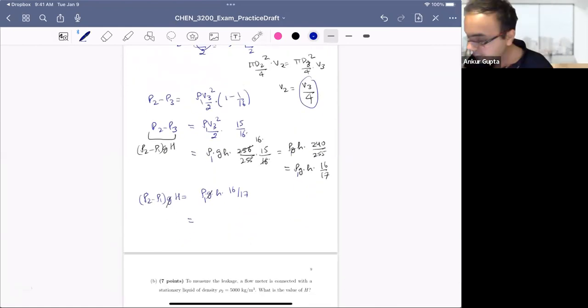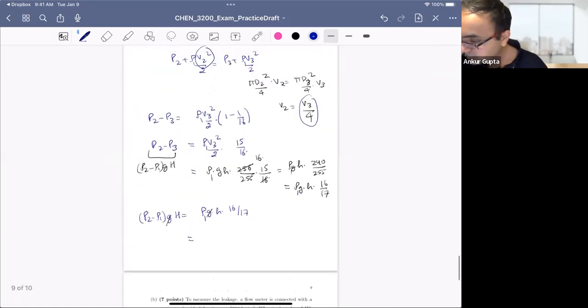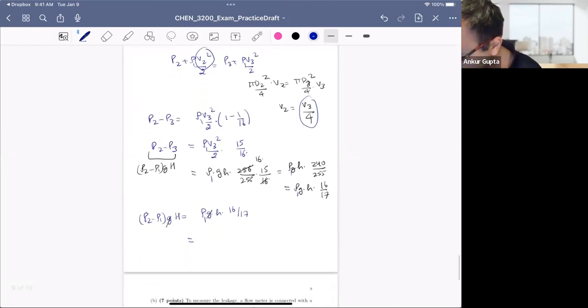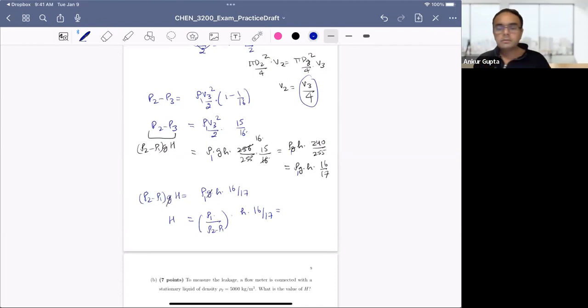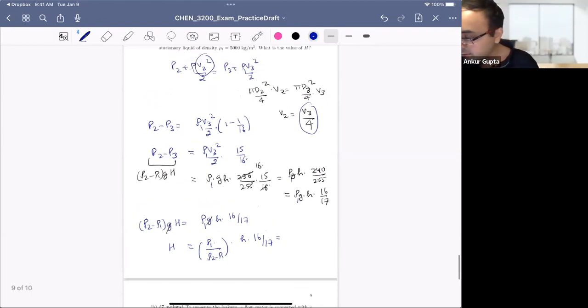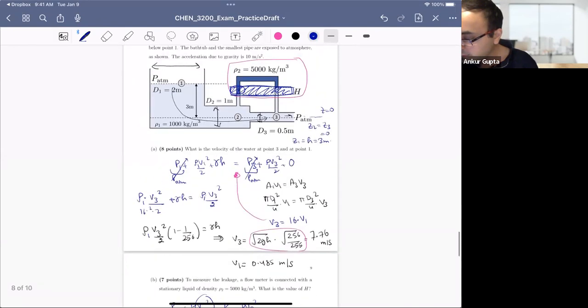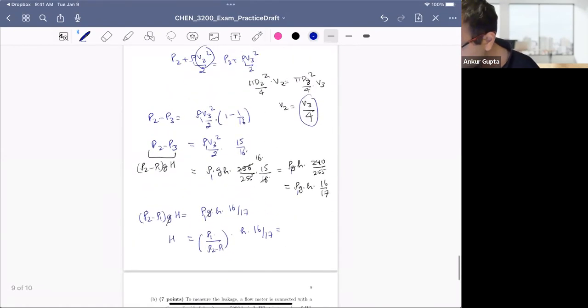And so this becomes, essentially, h becomes rho 1 over rho 2 minus rho 1 into h into 16 by 17. So that's essentially the point. So rho 2 is 5,000. So this is 1000 by 4000. So 1 by 4, so 4 by 17 of h.